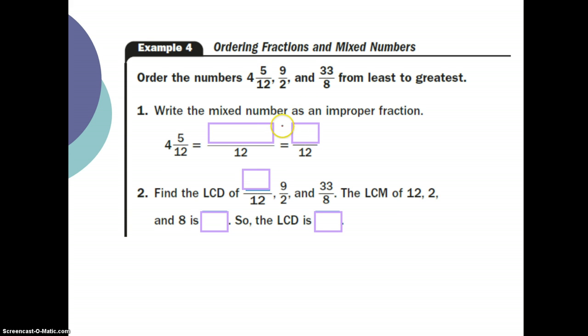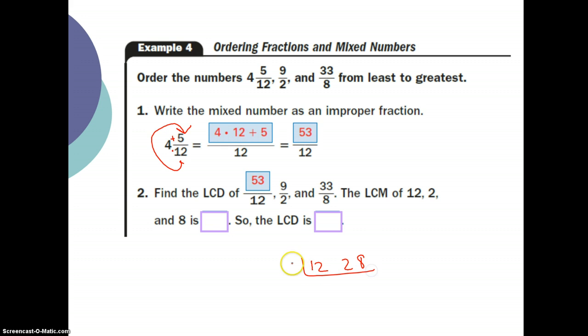In order to do that, we need to find a common denominator. First of all, I'm going to change my mixed number to an improper fraction. Remember, this is around the world, is what I call it, but you're doing 12 times 4 plus 1. 53 over 12 is that fraction. So we're finding the LCD of 53 over 12, 9 over 2, and 33 over 8. So the LCM of 12, 2, and 8.